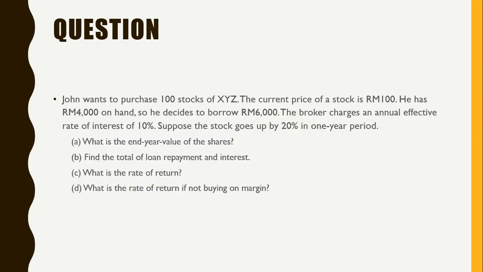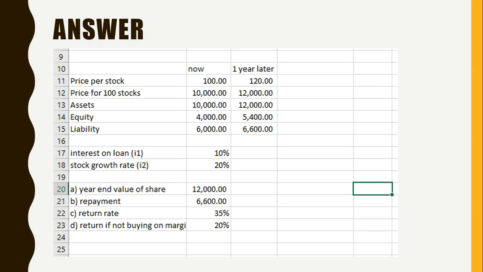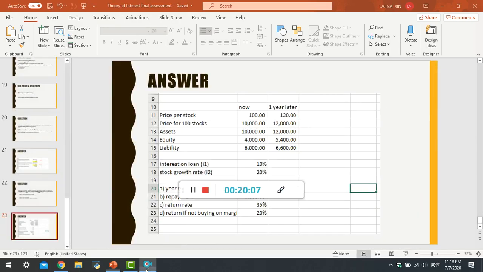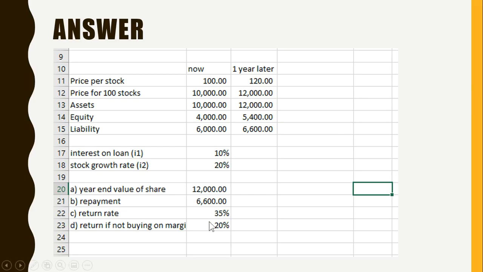And third, what is the rate of return? The rate of return is you using the rate and you calculate, it is 35%, and the return if not buying on margin is 20%. So that's all for the presentation.